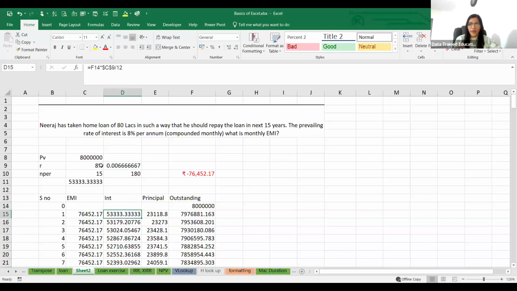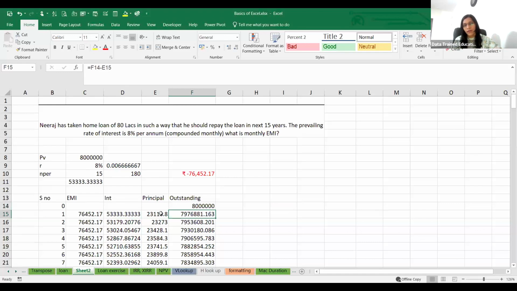You need not freeze any cell. Simply write 8% divided by 12. Okay, you will get this interest rate. Then here, what I have done, EMI minus interest. This is the principal amount. Then this 80 lakh minus principal.